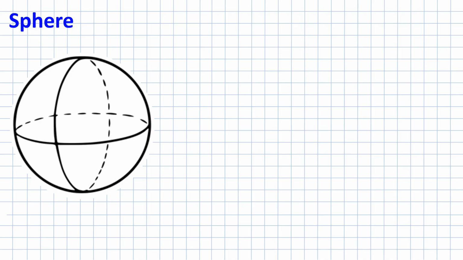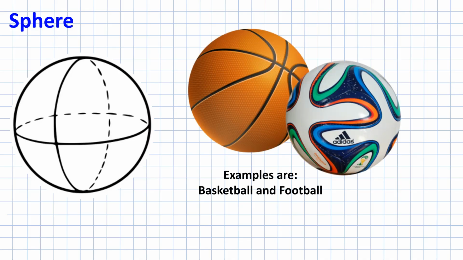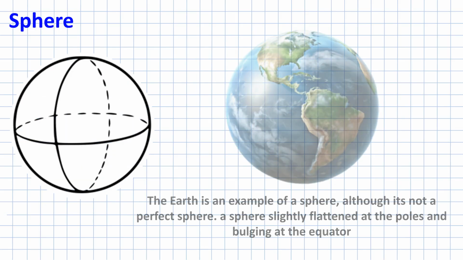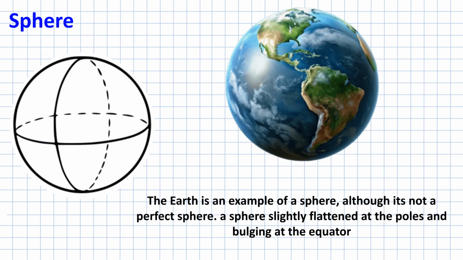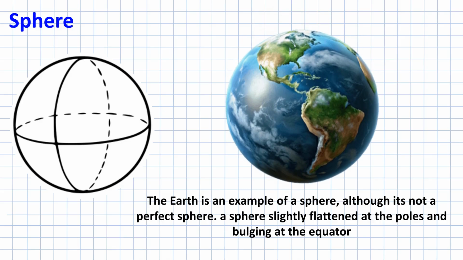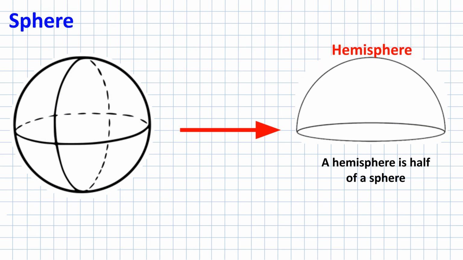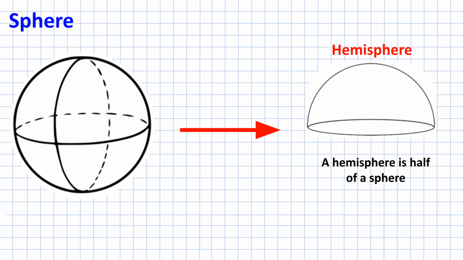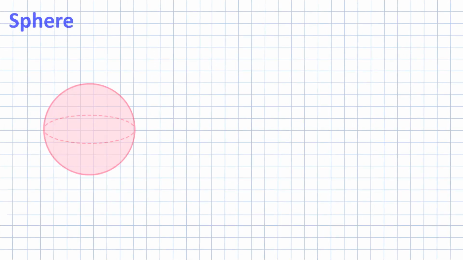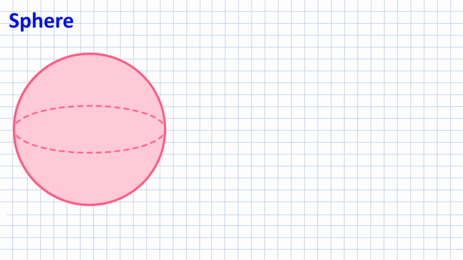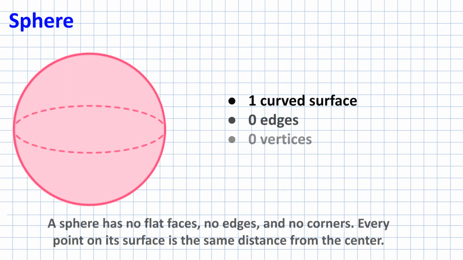Next is the sphere. Objects like a basketball and a football are perfect examples of this solid shape. The Earth is also an example of a sphere, although it's not perfectly round, being slightly flattened at the poles. A hemisphere is half of a sphere. Imagine a sphere cut into 2 equal halves. A sphere is round, 3-dimensional, and circular in shape. It has only 1 curved surface, no edges, and no vertices.